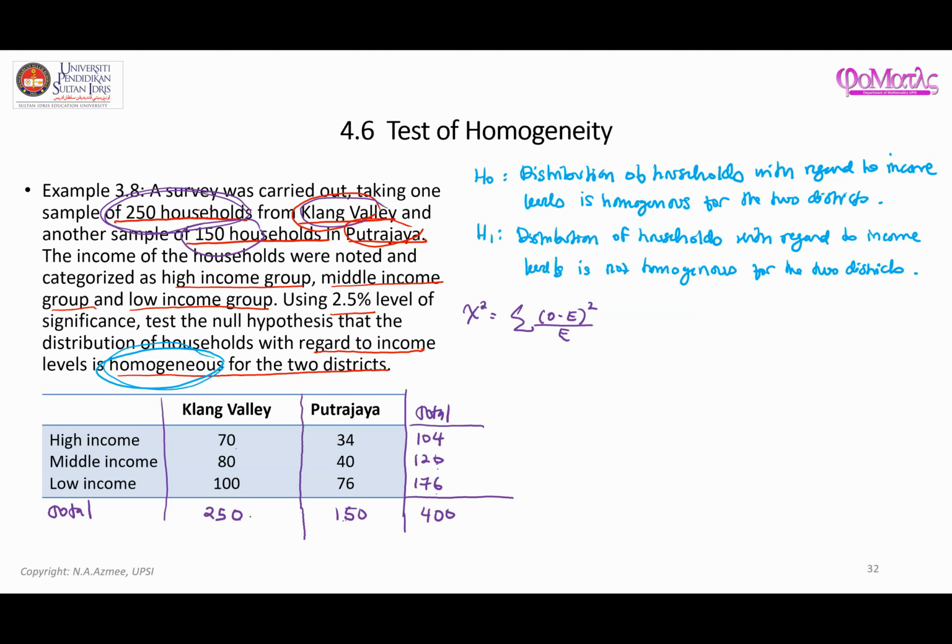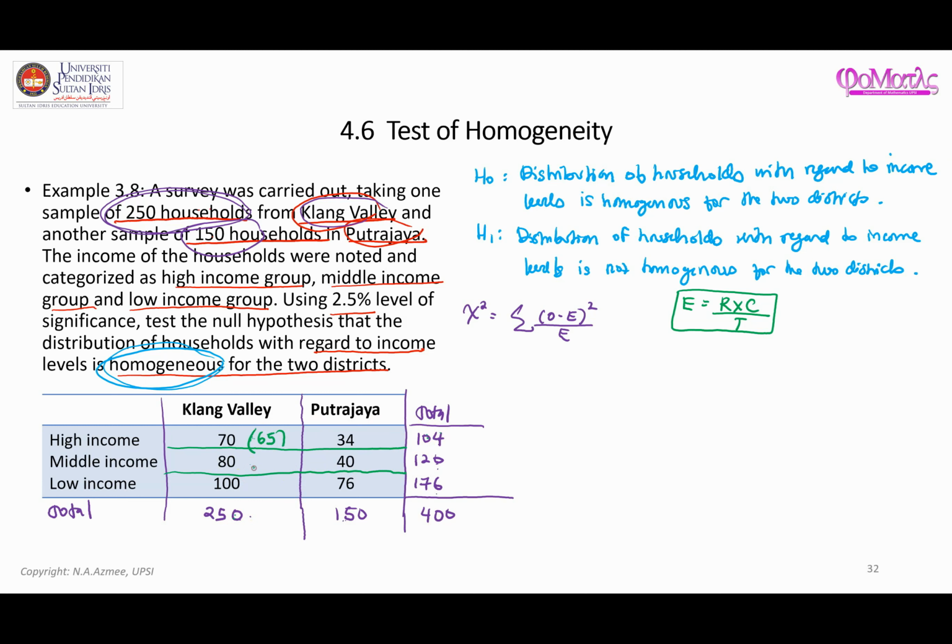In order to find the expected value, you need to follow this formula, which is R times C over T. Now if you talk about this cell, the total of the row is going to be 104, and the total of the column is 250. Multiply these two values, divide it by 400, and you will get the answer, which is 65.